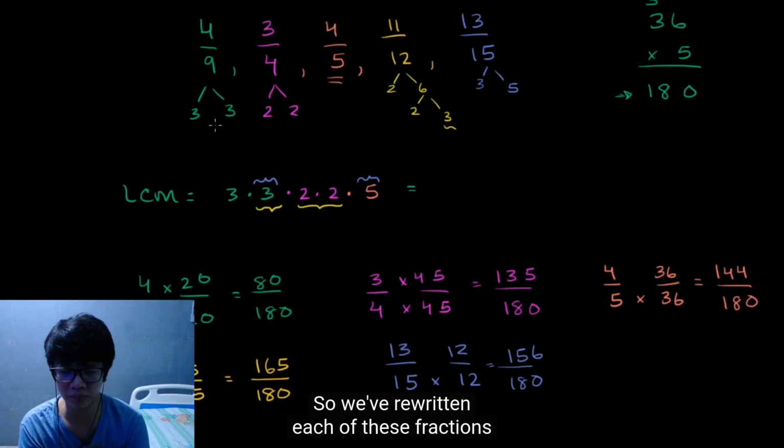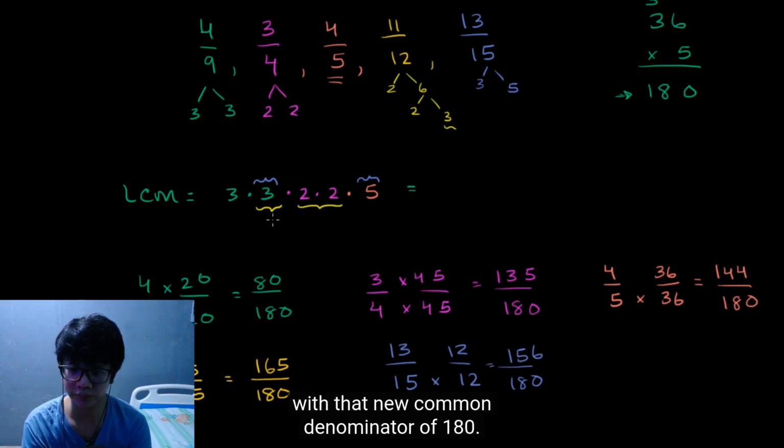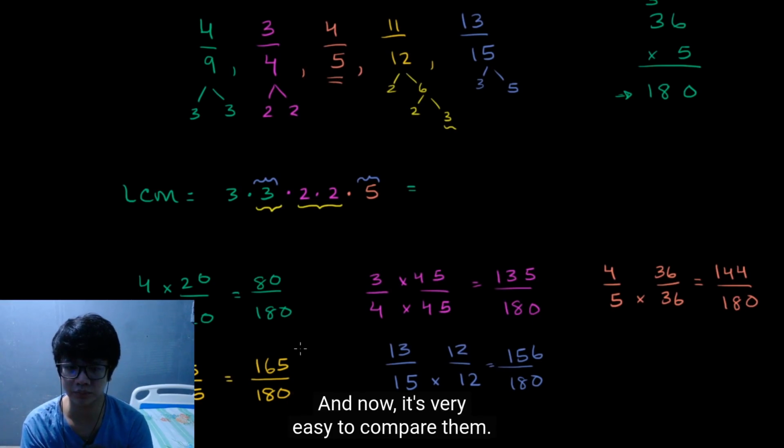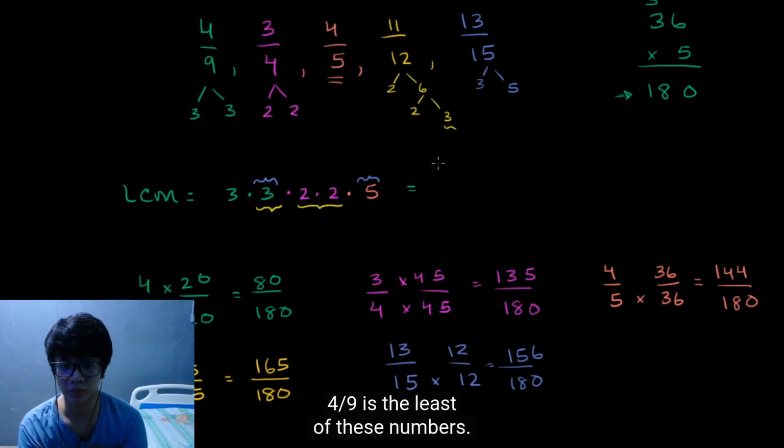So we've rewritten each of these fractions with that new common denominator of 180, and now it's very easy to compare them. You really just have to look at the numerators. So the smallest of the numerators is this 80 right over here. So 4/9 is the smallest. 4/9 is the least of these numbers. So let me just write it over here. So this is our ordering.